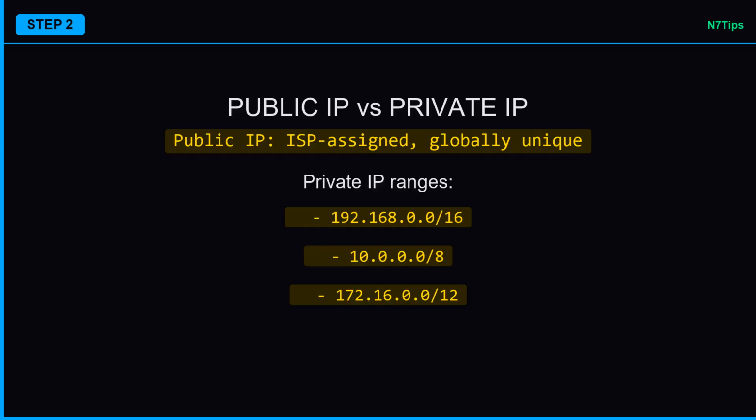Think of it this way. Your private IP addresses are like extension numbers inside a company. Only people inside the building know them. Your public IP is like the main phone number on the front door. Anyone calling from outside can reach it. In MikroTik, your WAN interface gets the public IP, and your LAN interfaces get private addresses.